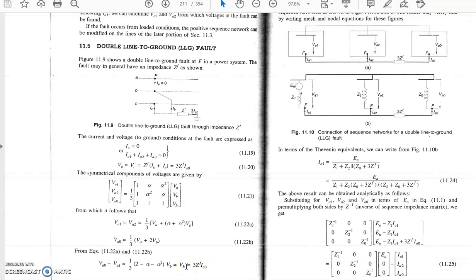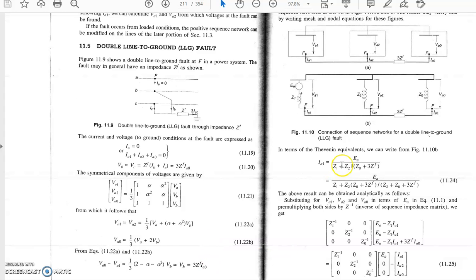And we have already derived that VB equals VC equals 3ZF IA0. So we get two relationships between the symmetrical components of current and voltage: IA1 plus IA2 plus IA0 is equal to 0, and VA0 minus VA1 is equal to 3ZF IA0, with VA1 equal to VA2.